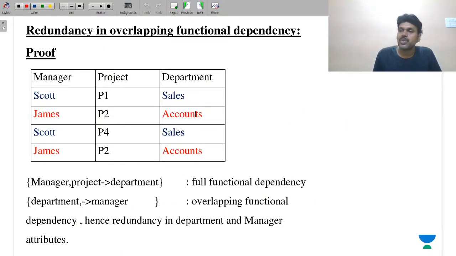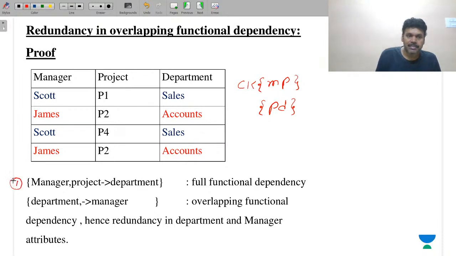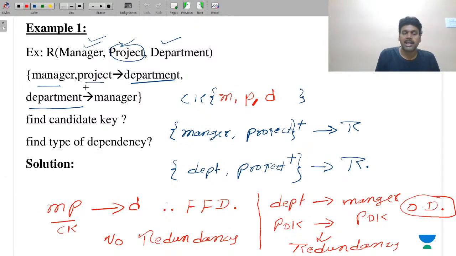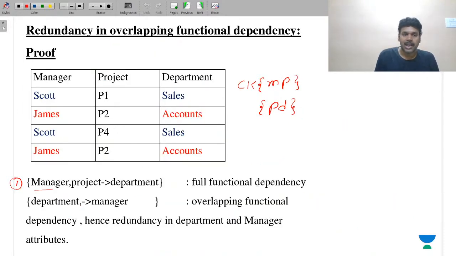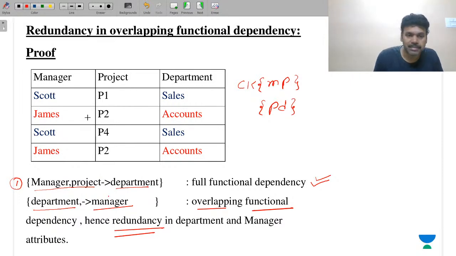Now let us look at the proof of redundancy. MPD. You observe, friends, we already understand two candidate keys we got. MP is one candidate key and PD is another candidate key. Okay. First production, please look at the previous screen: manager project gives department number. It is a fully functional dependency. What is the next one? Department gives manager. It is a part of key and it is a part of key, and it is an overlapping functional dependency. Therefore, you will find a what? Redundancy. Why so? Let us see.